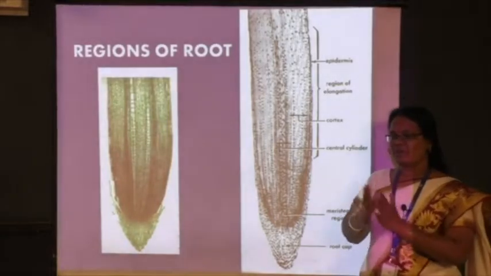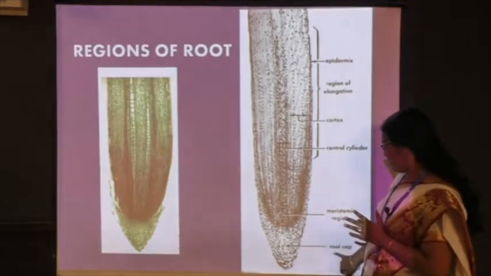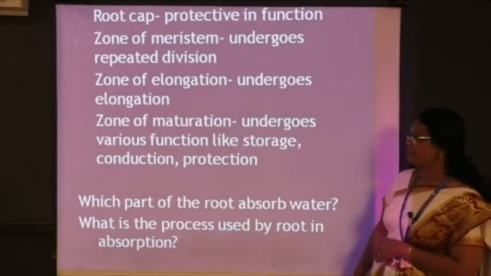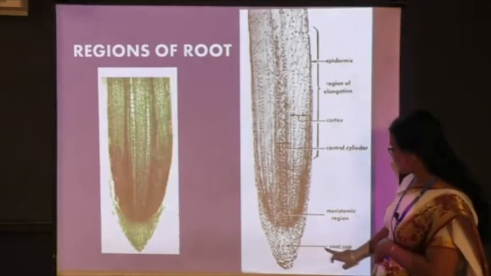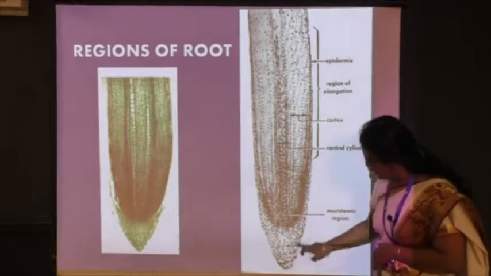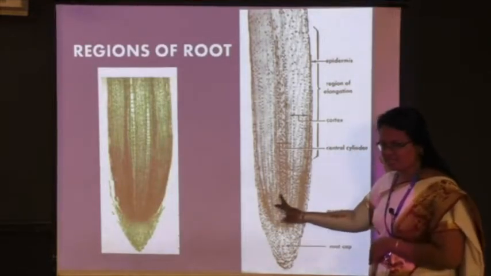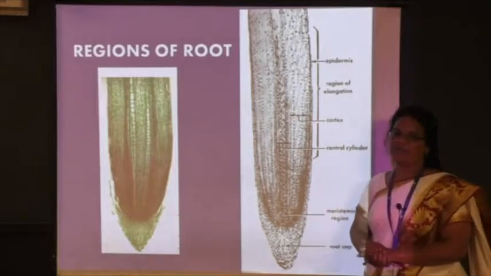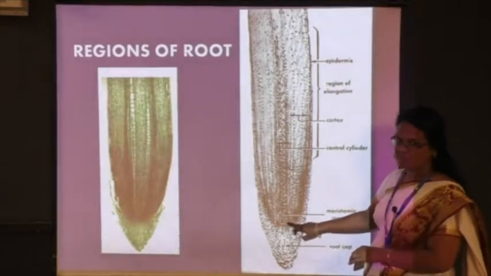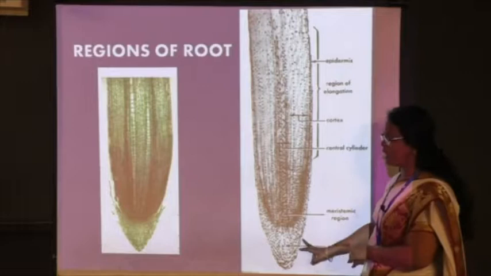We'll see one by one what happens in these regions. First we are going to see root cap region. This is called the root cap region. See, it is present at the tip and it appears like a cap-like structure. This cap region is present at the tip of the root. Below this, a cap-like structure is present. So this is called a root cap region.